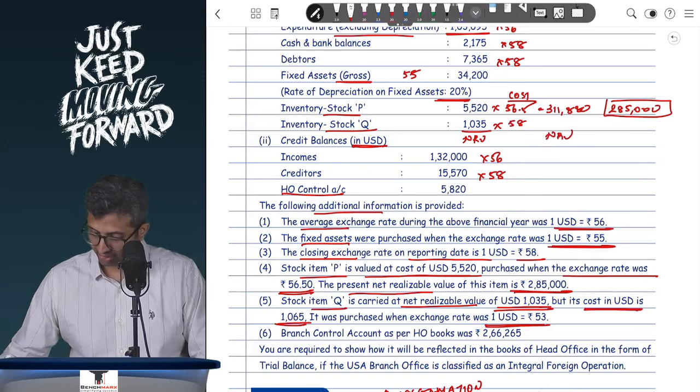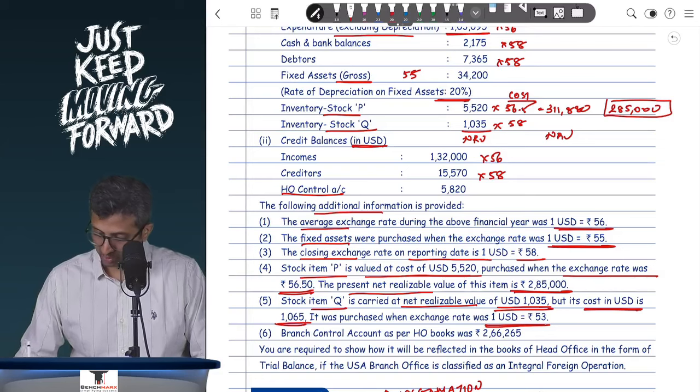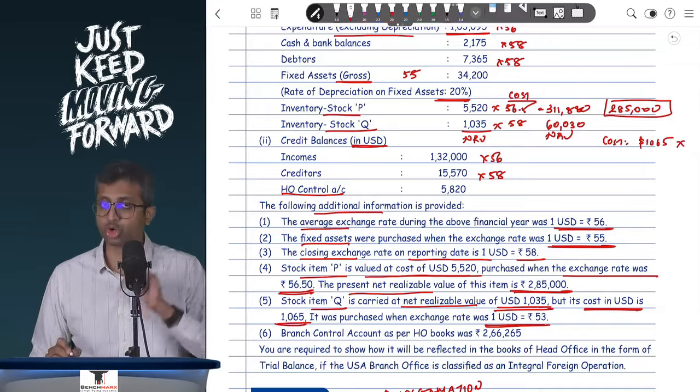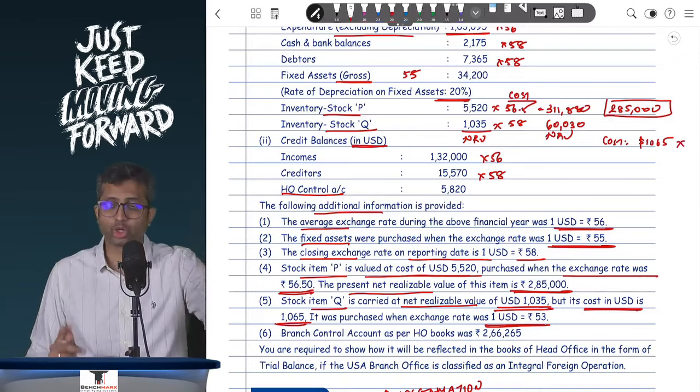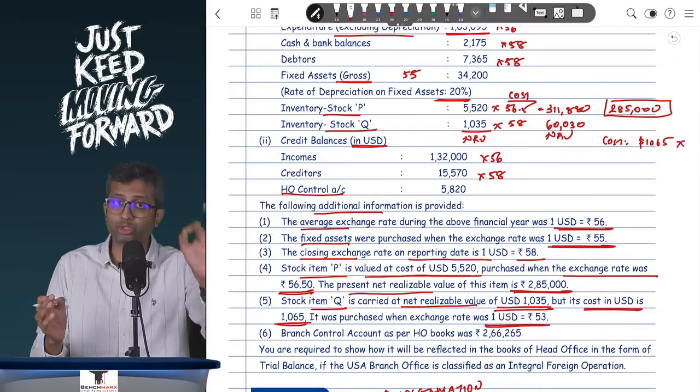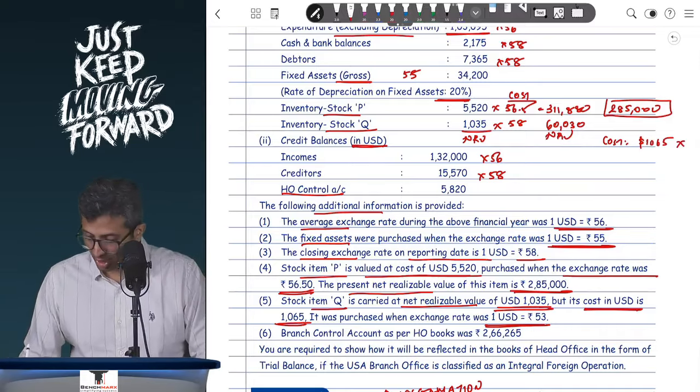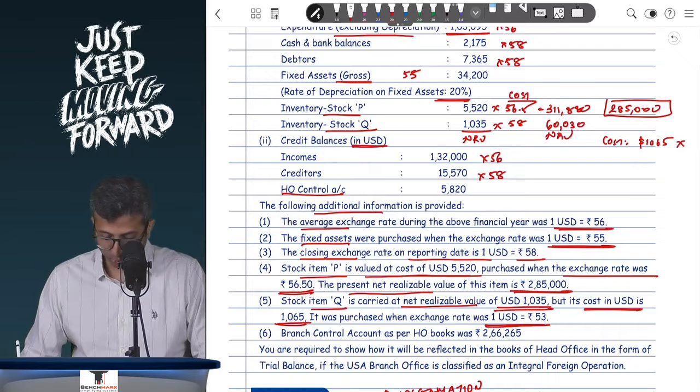Again, 1035 into 58 comes to 60,030. You'll have to compare this with cost. Cost is $1065. Remember, you don't compare cost or NRV in dollars. You compare the cost or NRV in rupees. You'll convert both of them into respective rupees and then convert 1065 into rupees.